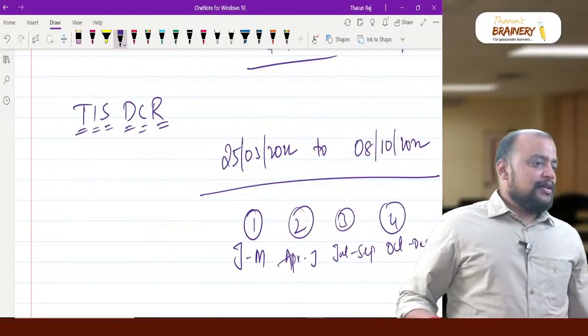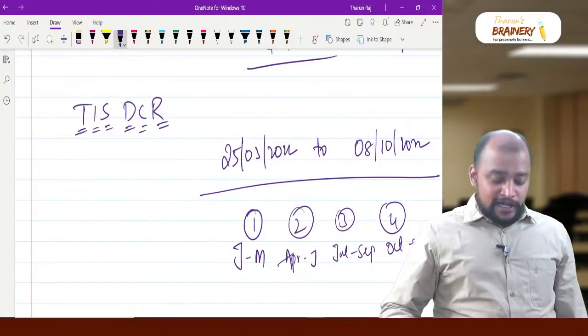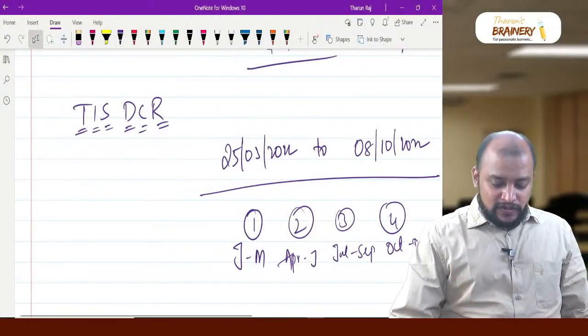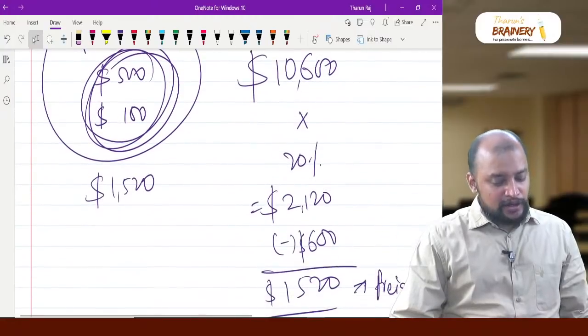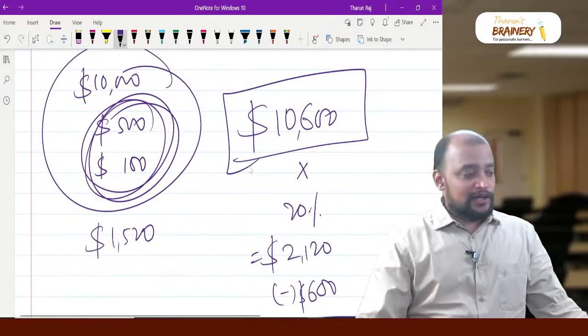Then in the above example, insurance will be calculated on 10,600, right? Yes. Insurance will be calculated on 10,600 only. So on FOB price only insurance will be computed. Definitely on this only, no doubt.